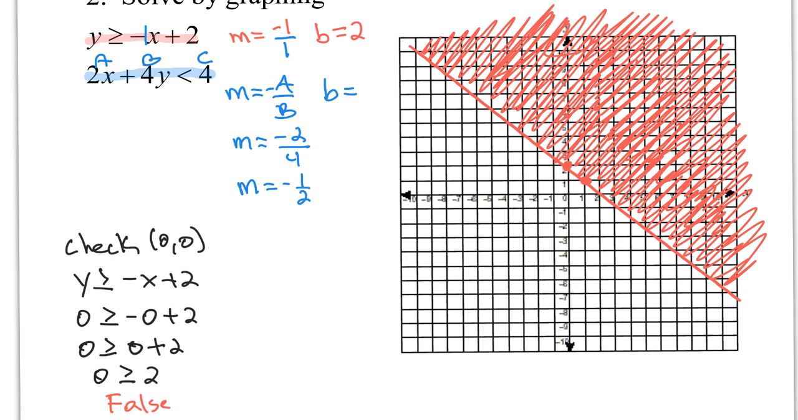My y-intercept, you will take C divided by B. So the y-intercept is 4, that's your C value. Let me just show you guys the 4 here, and B is 4. So 4 over 4. So that reduces to 1.